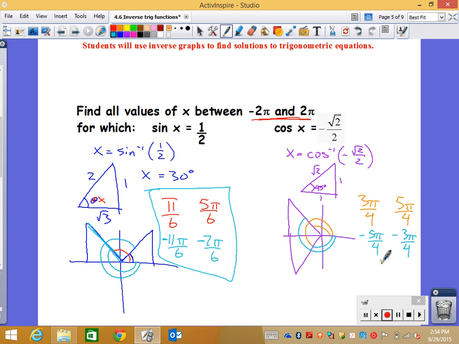Same thing, why did I write them that way? Well, this positive 3 pi over 4 and negative 5 pi over 4 share the same terminal side. This one right here. So the numbers, the 3 pi over 4, 5 pi over 4, should add up to 2 pi. It's a full circle. Box my answers so I know that that's it.